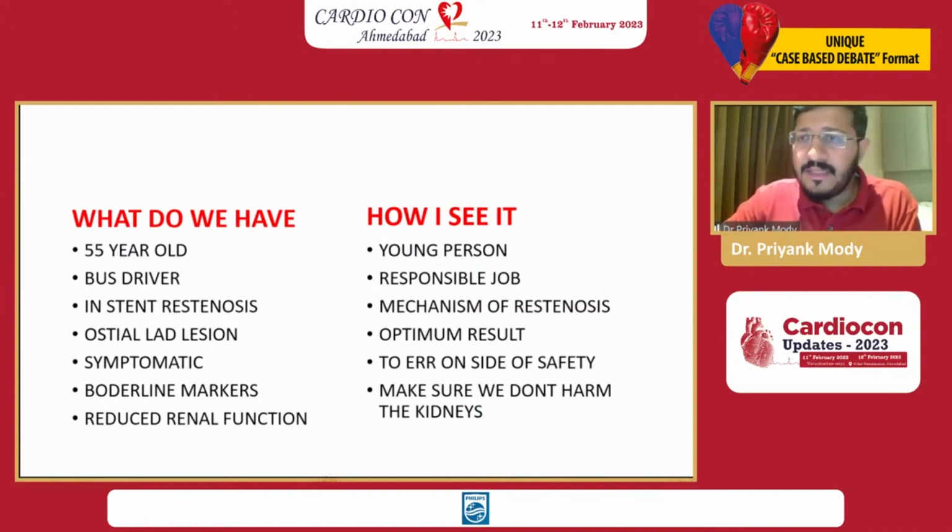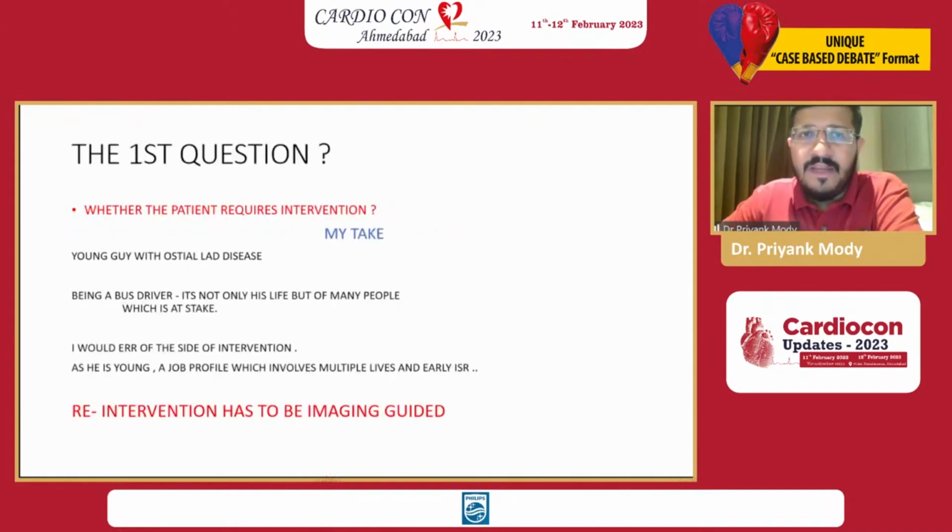In-stent restenosis. Here the in-stent restenosis has happened in a large stent. It's a 4 millimeter stent, and we have a stent restenosis in less than 1 year. It's very important to understand the mechanism of restenosis if we plan to intervene. It's an ostial LAD lesion. We need to make sure that the result is optimum. Ostial LAD are the widow makers, and any problem there can be life-threatening to the patient. He is symptomatic and there are borderline markers. Here I would err on the side of safety. He has reduced renal function, so we have to make sure that we don't harm the kidney in anything we do. So the very first question, whether the patient requires intervention.